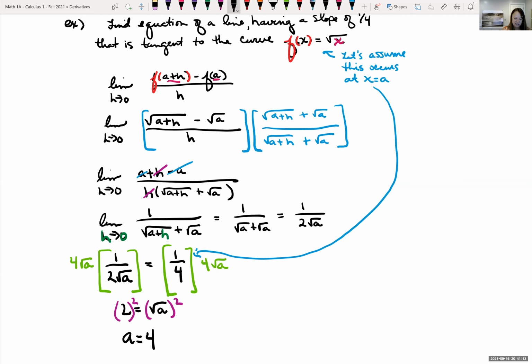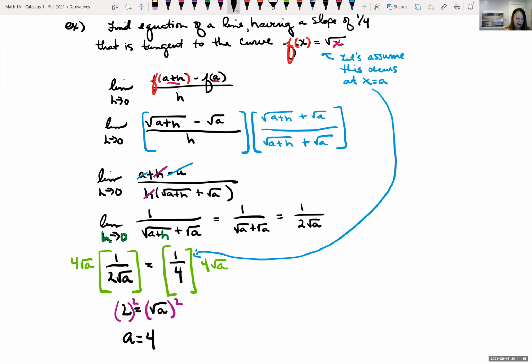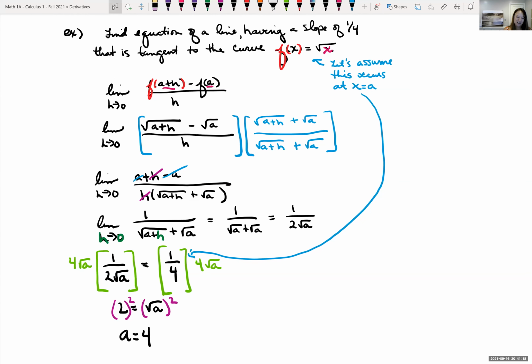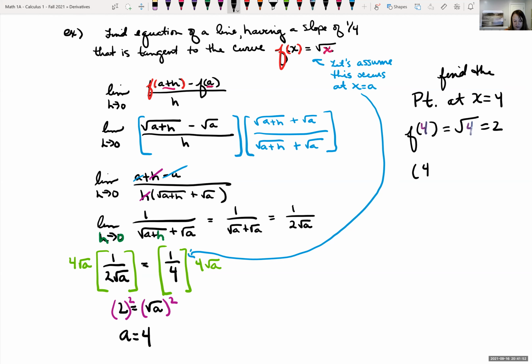So the equation of the tangent line that has a slope of 1/4, we don't have that equation yet. We know what x value it occurs at: when x equals a, or x equals 4. So let's find a point. At x equals 4, if I look at f of 4, plug in 4 wherever you see an x, we get the square root of 4, which is 2. So we know our point is at (4, 2).